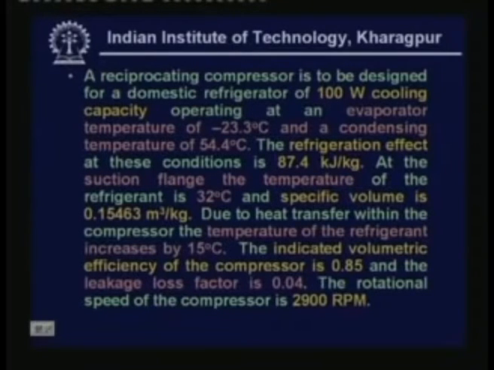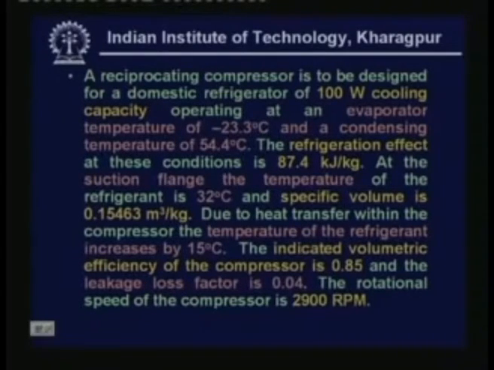The problem statement is like this: a reciprocating compressor is to be designed for a domestic refrigerator of 100 watt cooling capacity operating at an evaporator temperature of minus 23.3 degrees centigrade and a condensing temperature of 54.4 degrees centigrade. The refrigeration effect at these conditions is 87.4 kilojoule per kg.